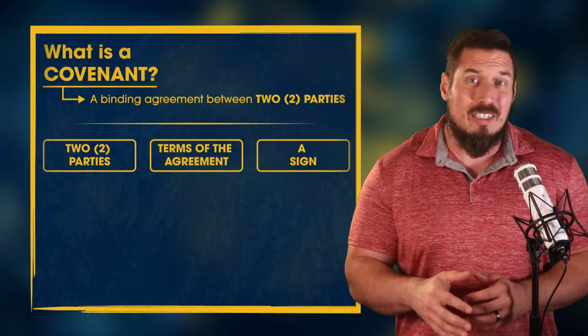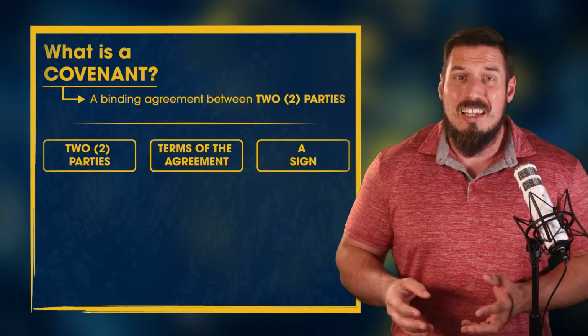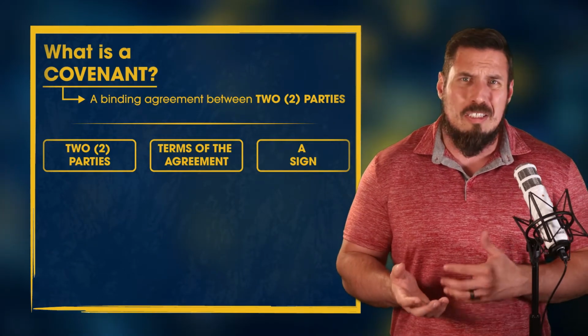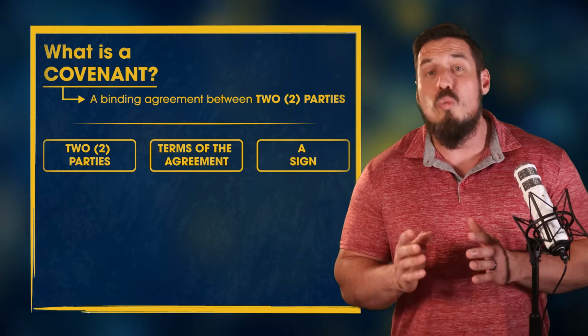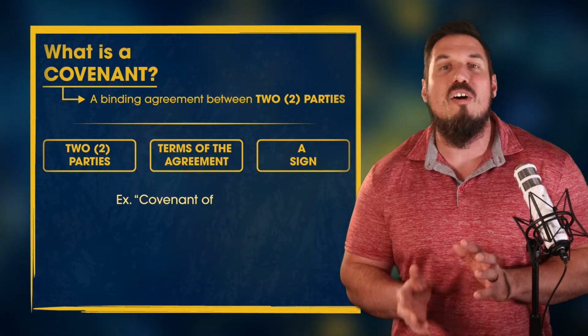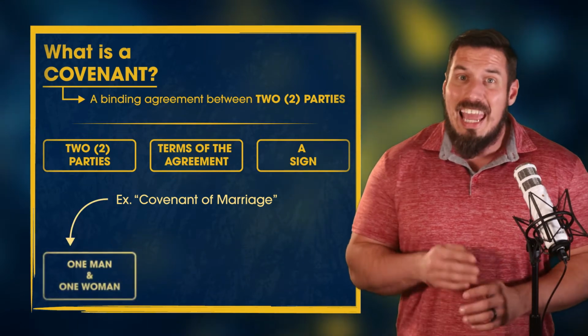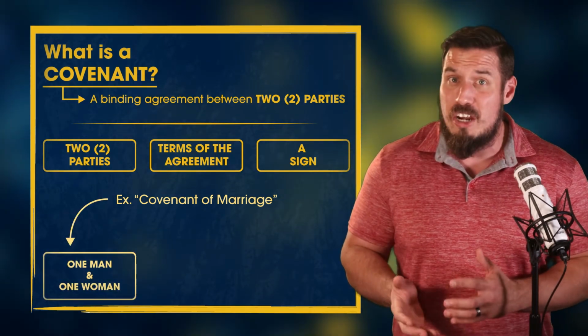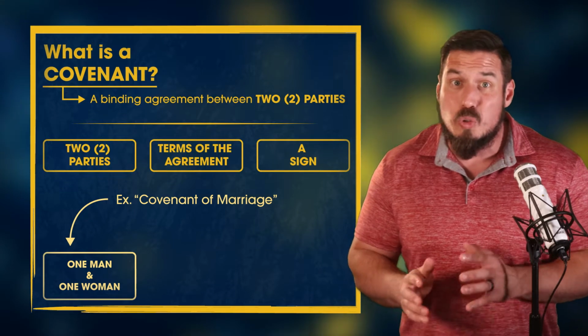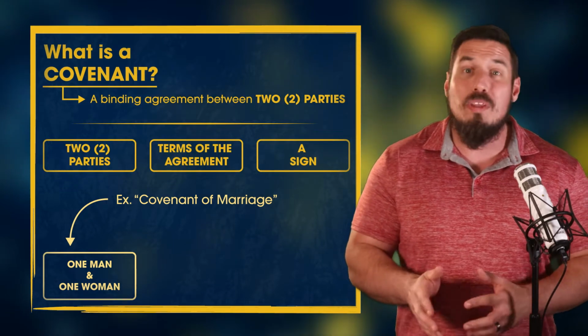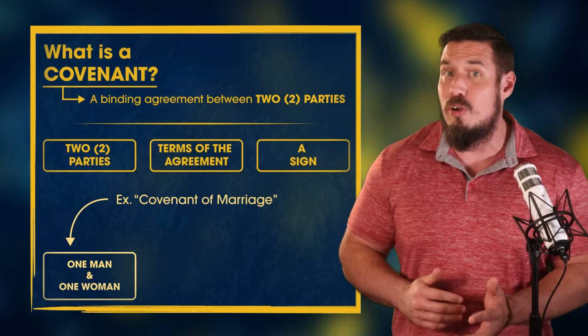Although the term covenant is used a lot in the scriptures, in our modern vernacular, we don't really use the word all that much, with one exception, the covenant of marriage, which again has to be between two parties, and there needs to be some terms of that agreement, and there needs to be some sort of an outward sign showing that both parties are still keeping that agreement.